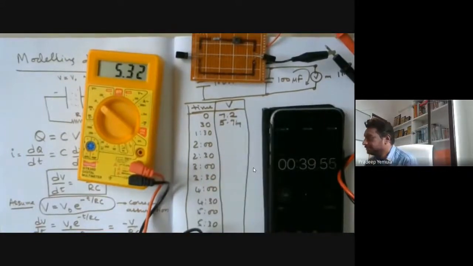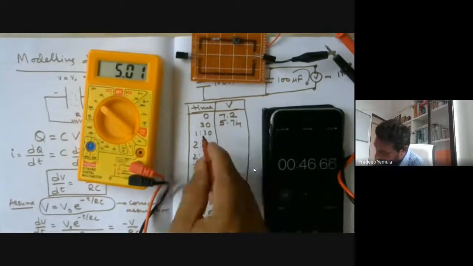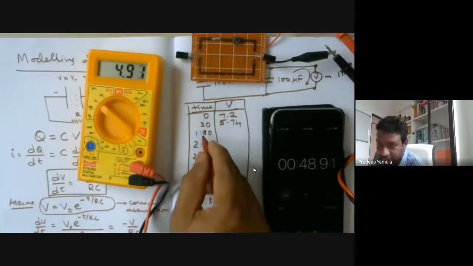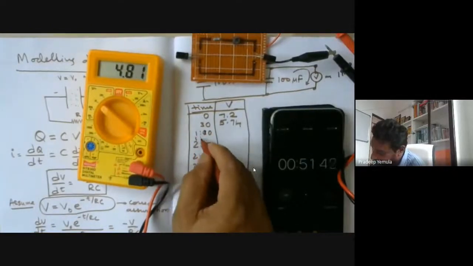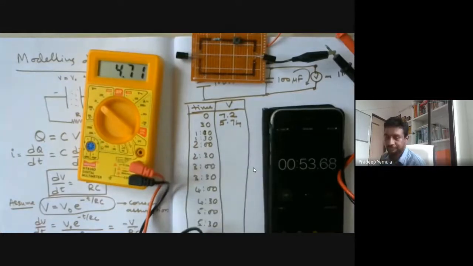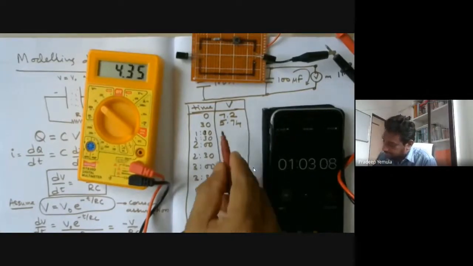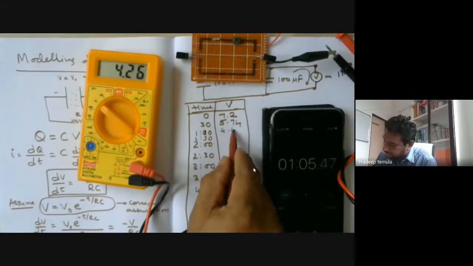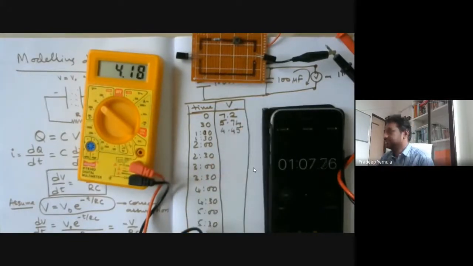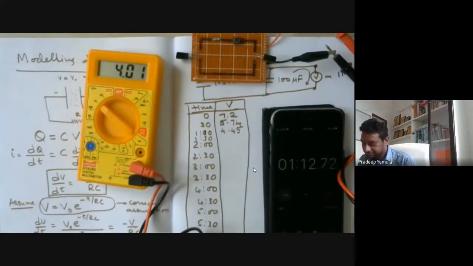Okay, so now 39, 40. So with the next reading, oh, by the way, I skipped one reading here. So this is 1 minute. Next reading will be at 1 minute. So at 1 minute, 4.45. Okay, so next reading, let us take at 1.5 minutes.